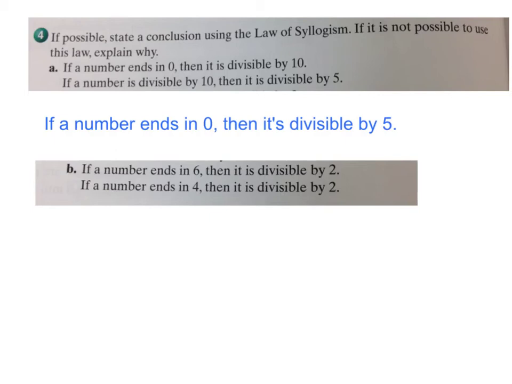Hopefully here you see that you cannot use the law of syllogism on this one, because the conclusion of the first conditional is not the same as the hypothesis of the second conditional. Since these two do not match, you cannot use the law of syllogism.